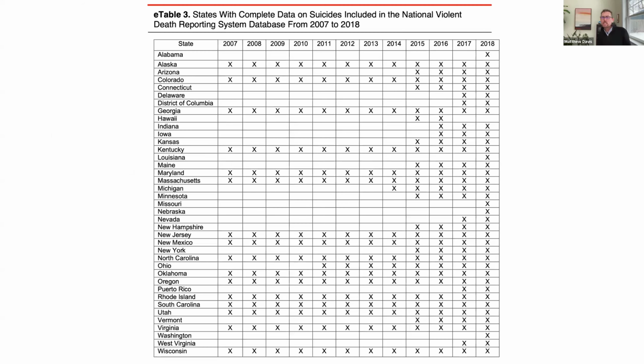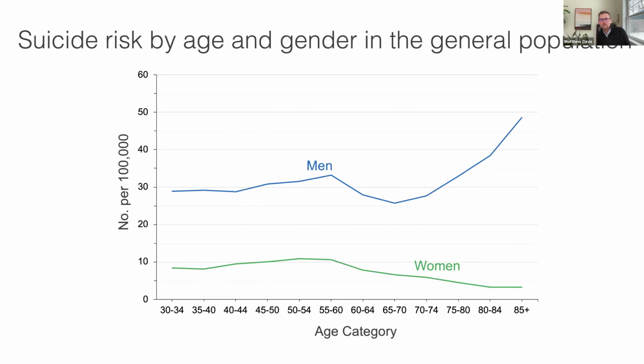So this is from our supplemental material. It shows you the states that were participating in the National Violent Death Reporting System across time. And you can see in more recent years, pretty much all states are participating now. We ended up pooling in 2-year increments to create a little bit more stability, to get a more stable annual estimate and look at suicide risk among these different occupational groups across time. We did that just for logistical purposes.